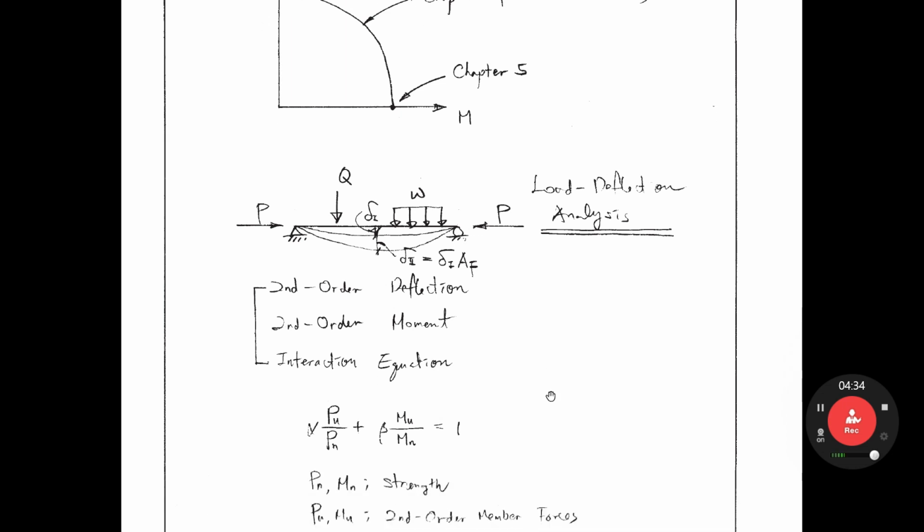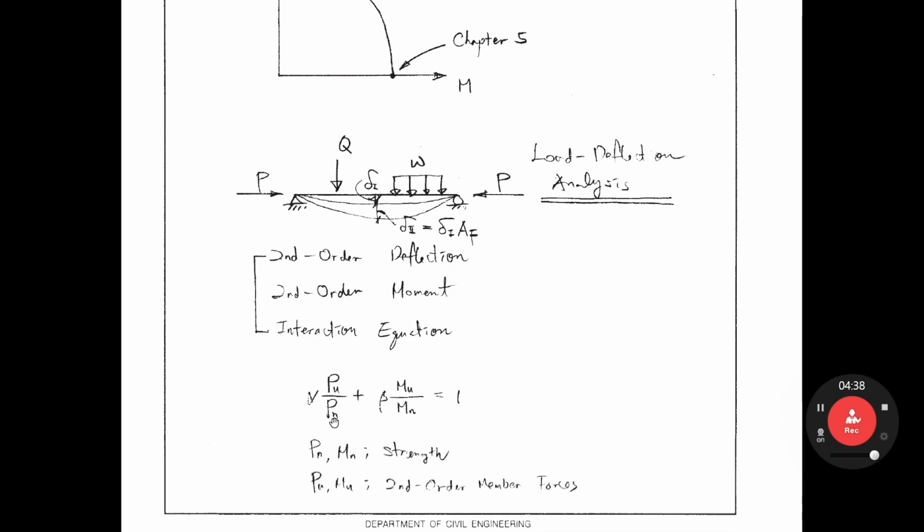So the equation looks like this: Pu over Pn plus Mu over Mn. Alpha, beta is the same coefficient. Pu, Mu is the second order force. Pn is axial strength, and Mn is bending strength.